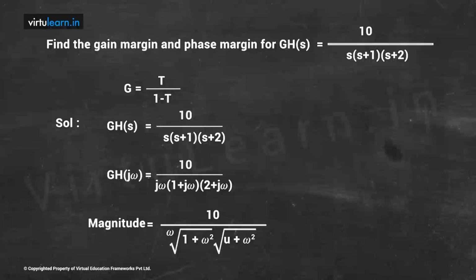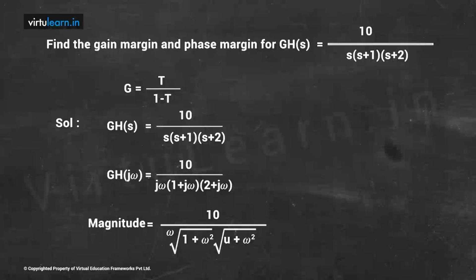The open loop transfer function can be in any form. It can be pole zero form or time constant form. Since we are doing the calculations, we can do them directly for any transfer function. With S is equal to J omega, GH of J omega is going to be 10 divided by J omega into 1 plus J omega into 2 plus J omega. So this is the sinusoidal transfer function.